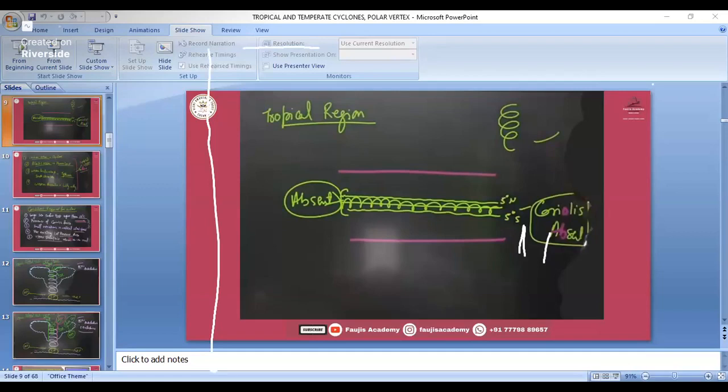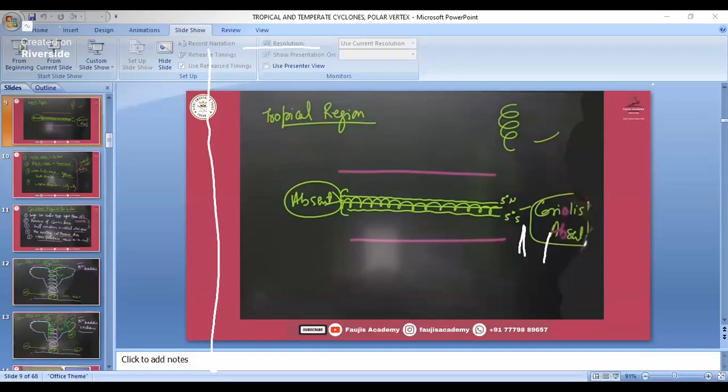If a cyclone comes again, it will be named Biparjoy. Then if it comes again, the next will be Tej. Recently we had Biparjoy, so next it will be Tej, and it will be named by which country? You can easily see, India. In this way, tropical cyclones are named in the Indian Ocean. So this is all about the naming.